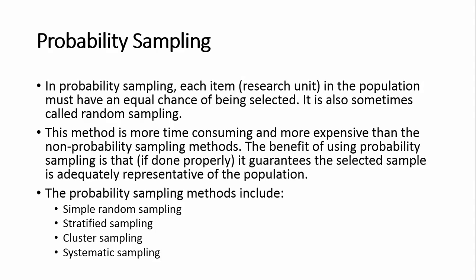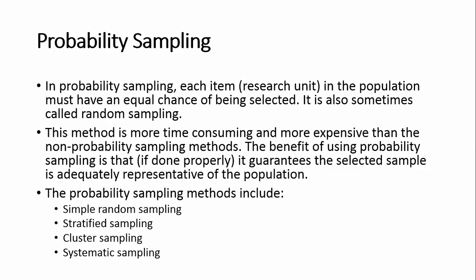Now we are talking about probability sampling. In probability sampling, each item, which is a research unit in the population, must have an equal chance of being selected. It's also sometimes called random sampling. This method is more time consuming and more expensive than non-probability sampling methods.